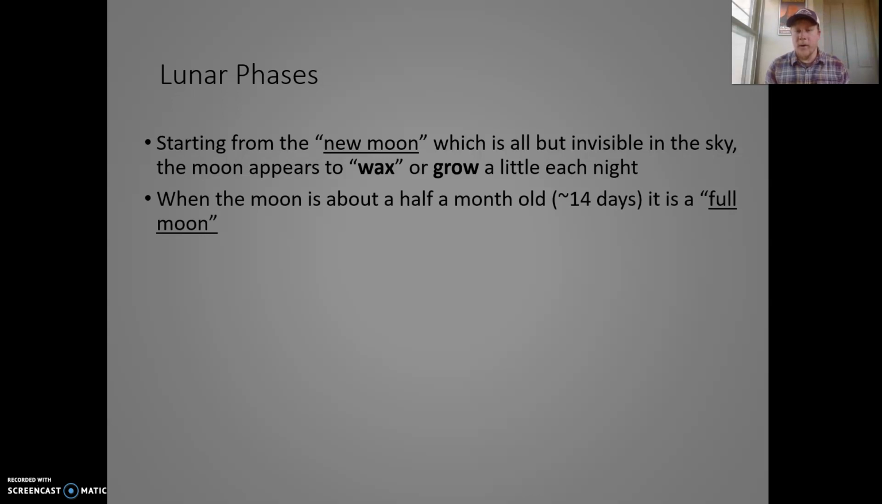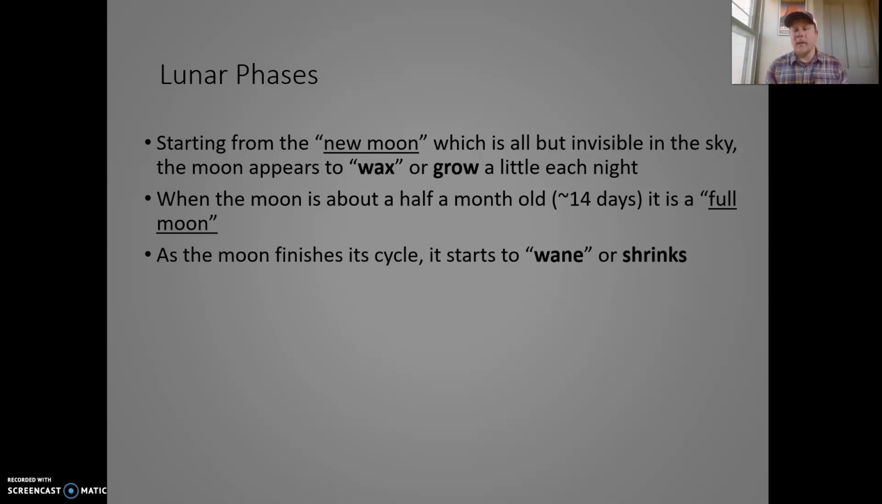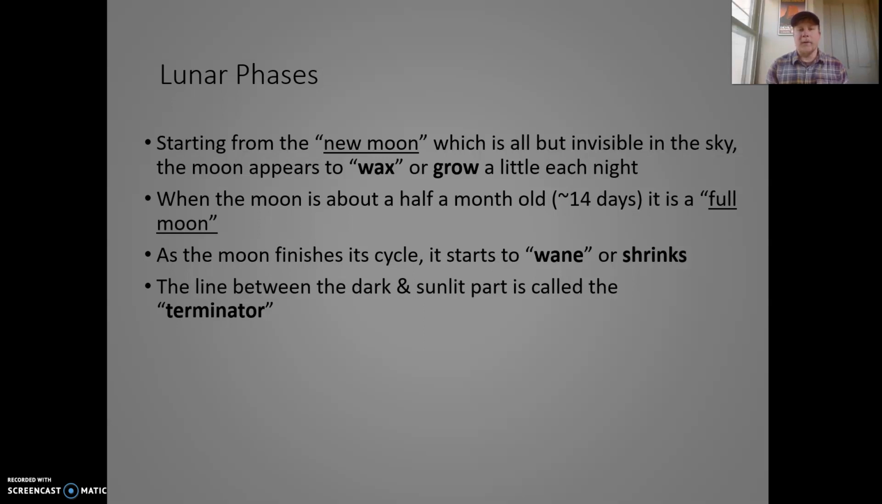About halfway through, about 14 days in, we will get what's called a full moon. So the whole moon will be illuminated. It'll be nice and big and round in the sky. From there, we have what's called waning. Wane means to shrink. So again, we wax until it's full, and then we wane until it's gone. We will also be referring to what's called the terminator. The terminator is the line that separates the sunlit part of the moon from the dark part of the moon.